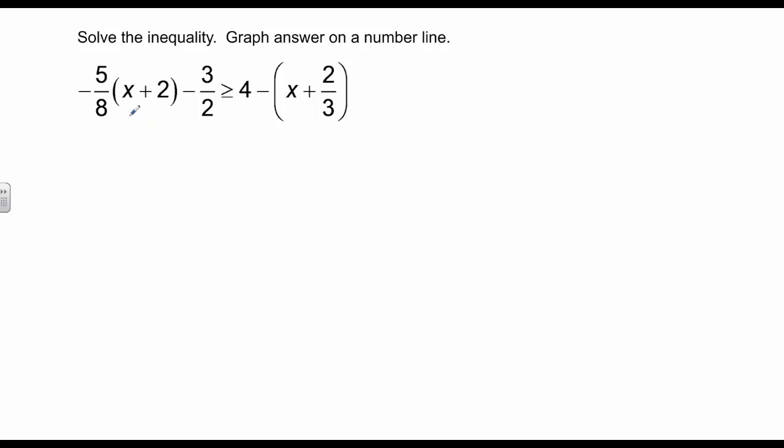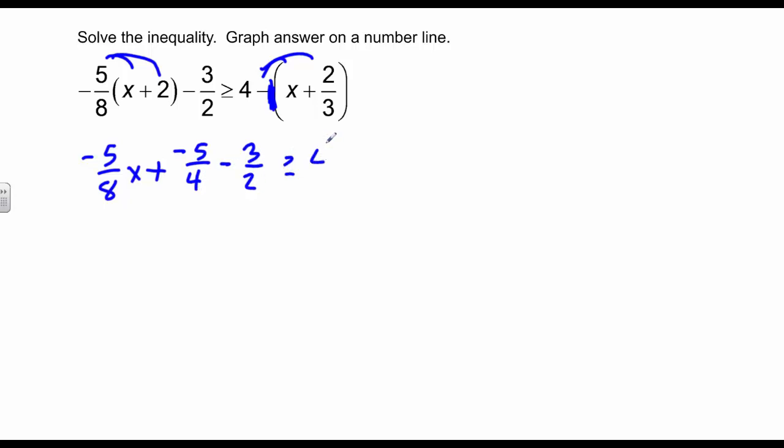There's a couple of tricks we're going to have to do. First of all, distribute the negative 5/8, and then you'll notice we have that negative out in front of our parentheses. So there's like a negative 1 out there. I'm going to need to distribute that to both terms. I have negative 5/8 x plus, notice the 2 and the 8 reduce to a 4, so I have negative 5 over 4 minus 3/2 is greater than or equal to 4 minus x minus 2/3.